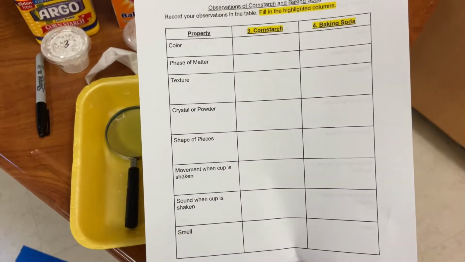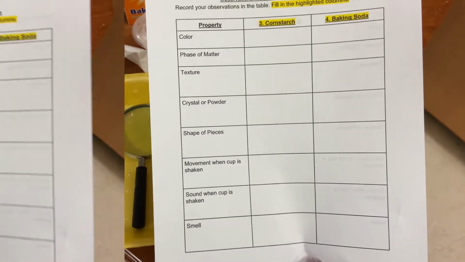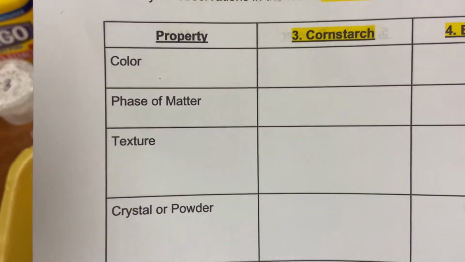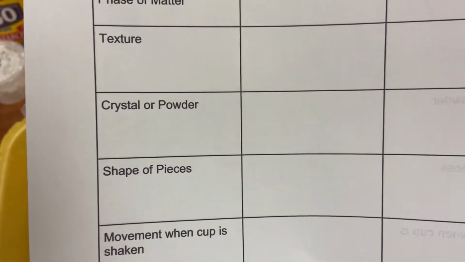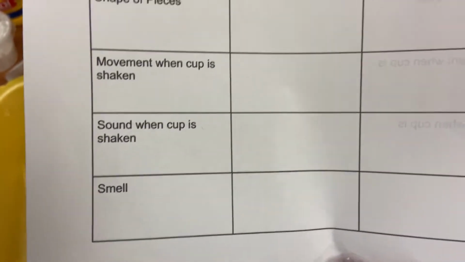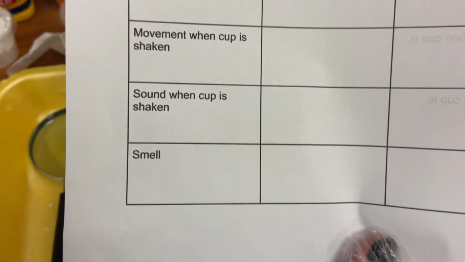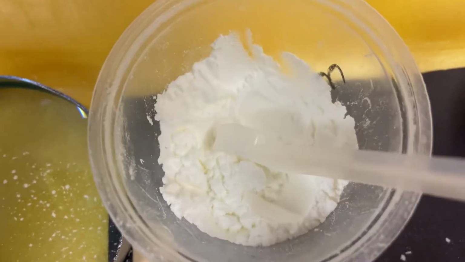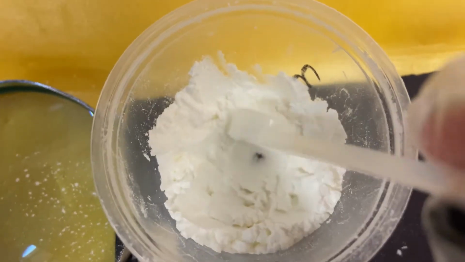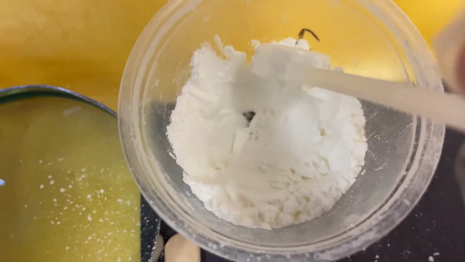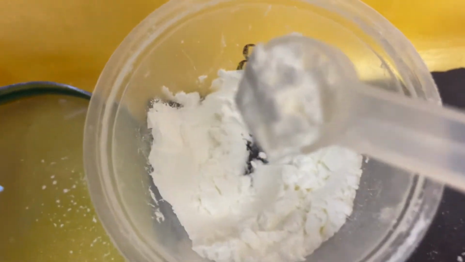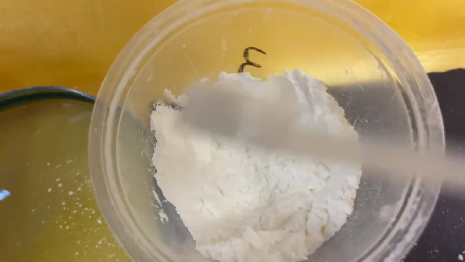To begin our observations, let's start with cornstarch. Remember, we are looking at these properties: color, phase of matter, texture, crystal or powder, shape of pieces, movement when the cup is shaken, sound when the cup is shaking, and the smell of the material. So this is cornstarch. We can already observe what the color is, and we can also see what phase of matter it is. So is it a solid, a liquid, or a gas?